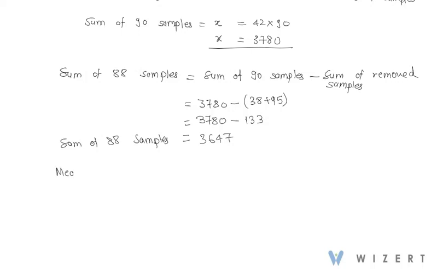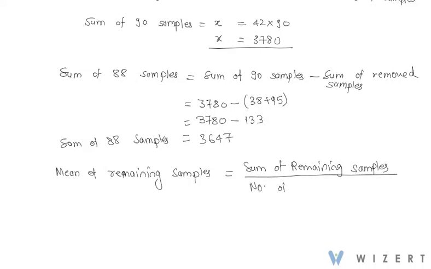Now mean of remaining samples is equal to sum of remaining samples divided by number of remaining samples, which is equal to 3647 divided by 88. So all we have to do is perform this division.